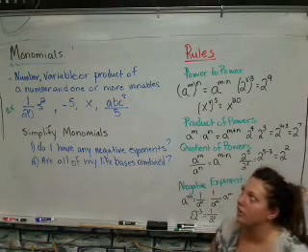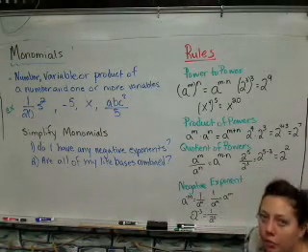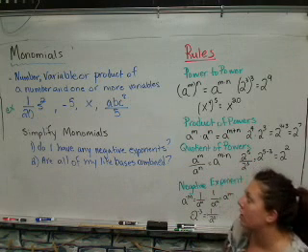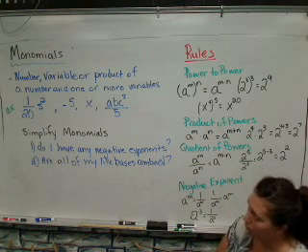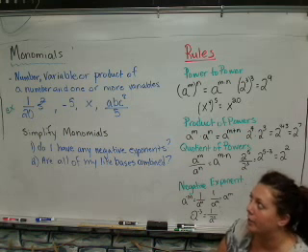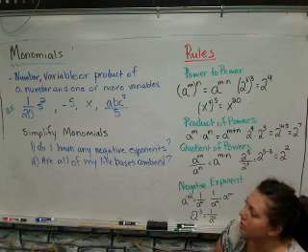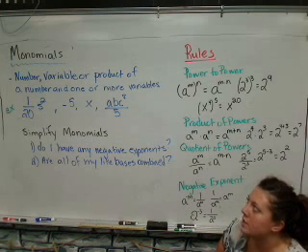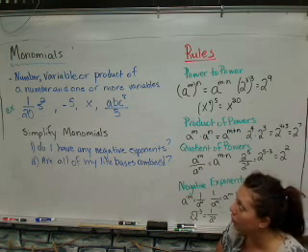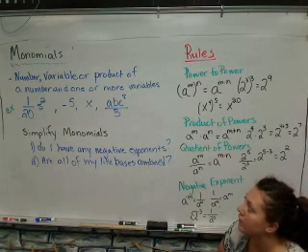Okay, guys, we have our introduction on monomials. First off, I'm just going to show you all the rules and things like that. In my next video, I'll have a lot of examples. Okay, so the definition of a monomial is a number, a variable, or a product of a number and one or more variables.